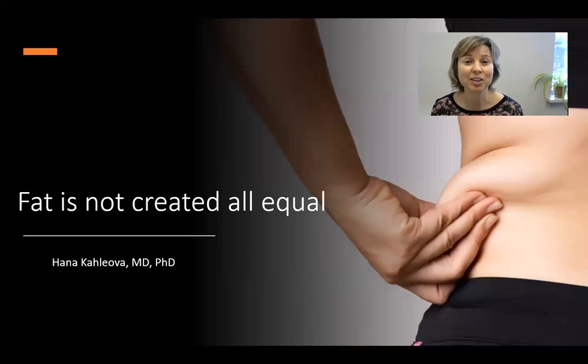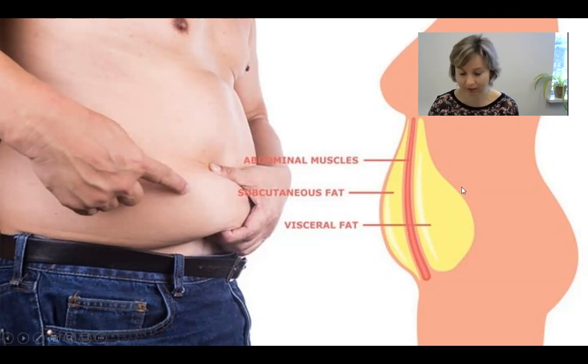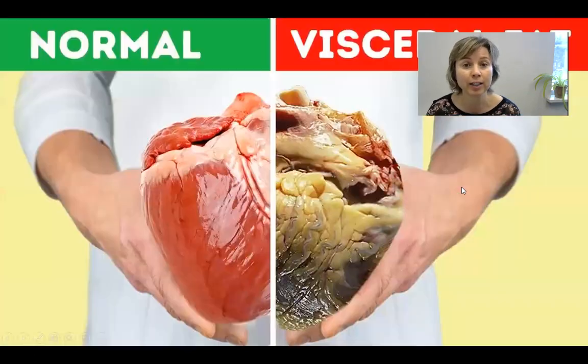Fat is not created all equal. While most people are concerned with how much fat they have under their skin, the subcutaneous fat, the more important fat metabolically is the visceral fat around our inner organs. This is how our organs should look, and this is what happens if we have too much fat around the inner organs. That's called the visceral fat.